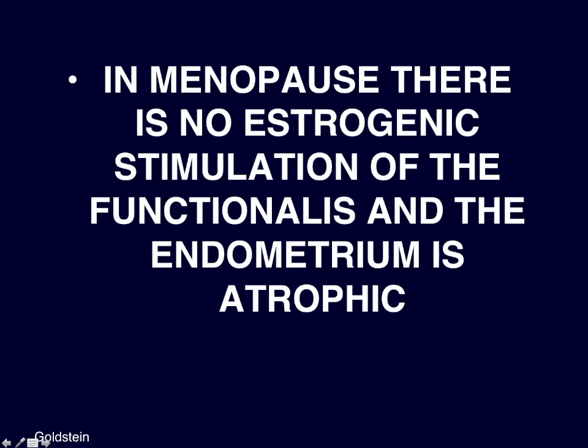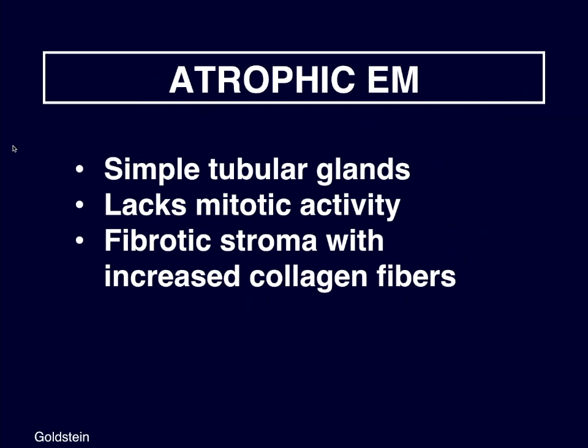So in menopause, there is no estrogenic stimulation of the functionalis, and the endometrium is in fact atrophic. Atrophic endometrium is characterized by simple tubular glands. They lack mitotic activity. The stroma becomes fibrotic, and there are increased collagen fibers.